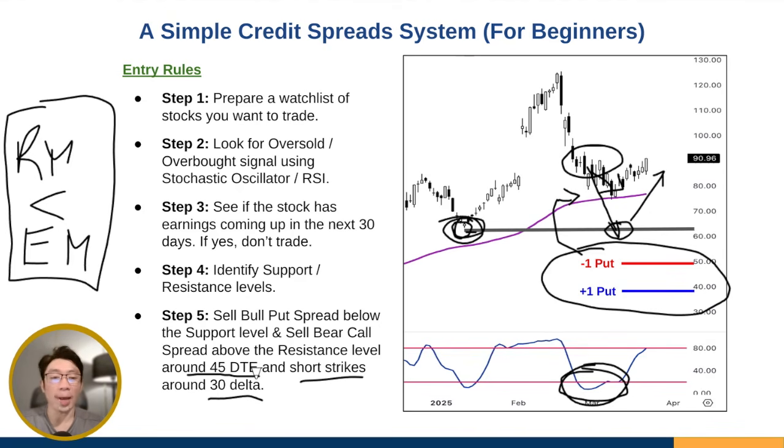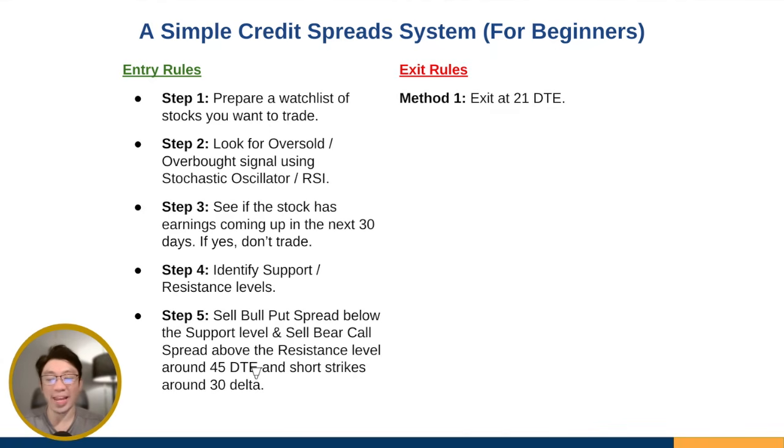Now, if you want to go for the bear call spread, then it's just the opposite. So you just look for the resistance and then you want to sell the bear call spread above the resistance. Okay, so this is for the entry rules. As you can see, pretty simple. Now, next, what about the exit rules?